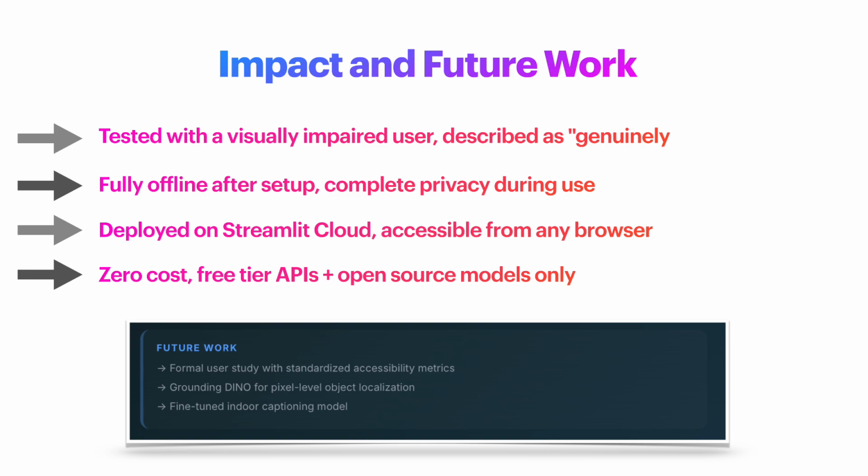Moving to the impact and future work, I tested the app with my brother informally and he described it as genuinely useful, specifically praising the proactive descriptions that tell him about his surroundings without him having to ask. The app is fully offline after setup, so there is no privacy concern. It is deployed publicly on Streamlit Cloud, so anyone can access it from a browser at zero cost.